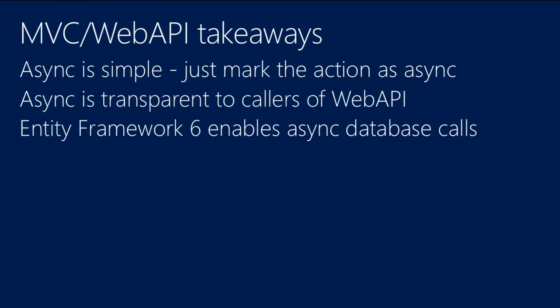So our takeaways from this little bit: async is dead simple in Web API, and MVC uses exactly the same patterns. If you have an action on an MVC controller, you're free to just mark the method as async and change the return type to be a Task of your result. Like I said, async is completely transparent to anyone who calls the Web API service, so they don't need to know that you're going to be freeing up threads while it executes.